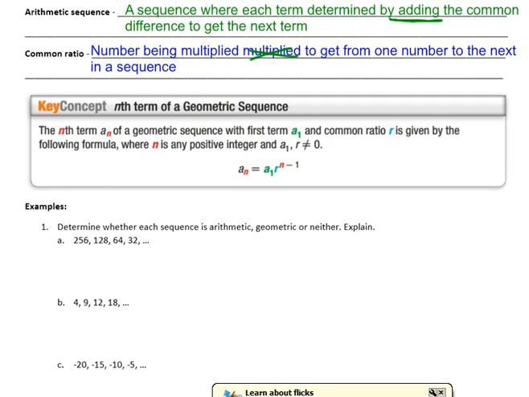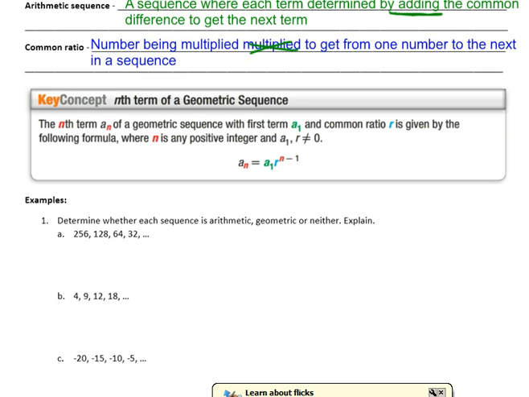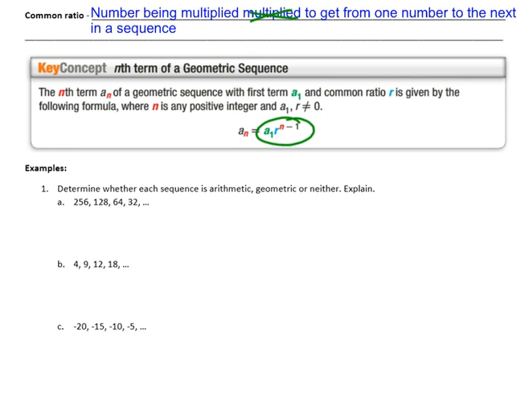If you look, here's the formula for the nth term, and this does not need to be memorized. Here's where we're getting our exponential function. So a_n is the nth term, a_1 is the first term, r is your common ratio, and it's raised to the n minus 1 power. We're going to take a look at that in a second. So let's take a look at these and see.